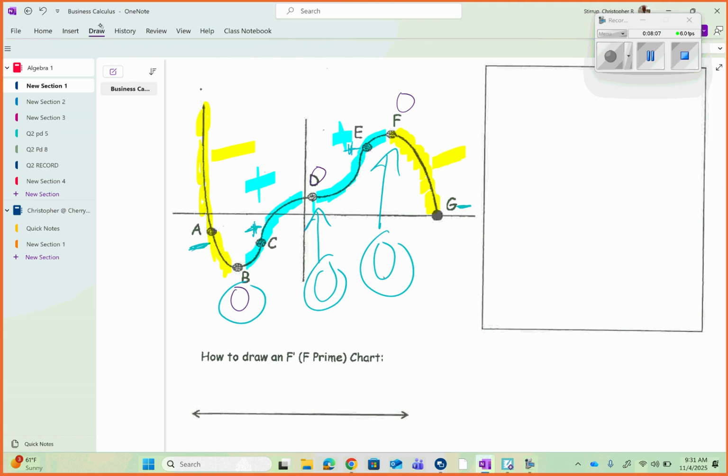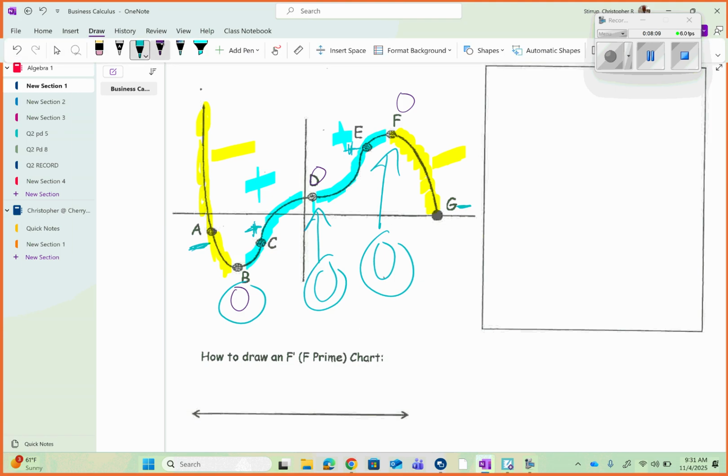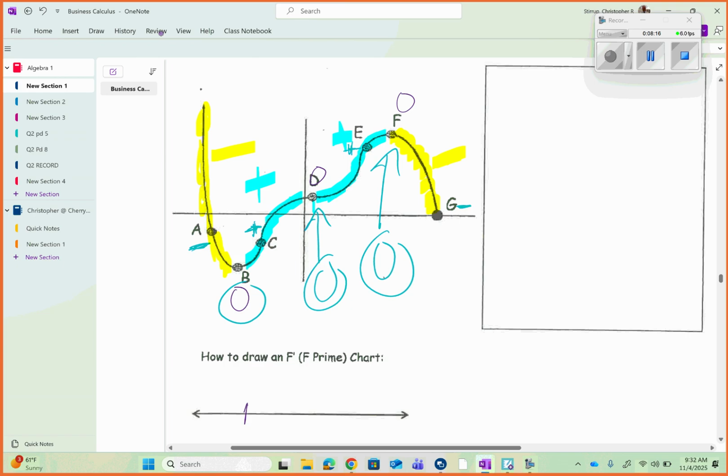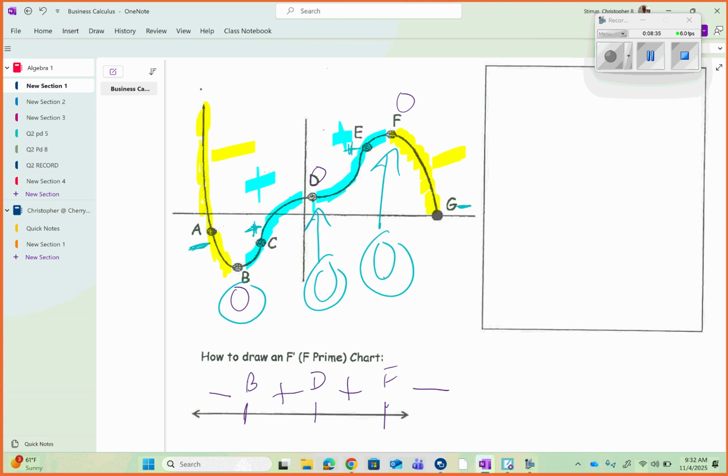And what we're going to do is generate something called the F prime chart. There are values that you want to list, and you're going to say, at point B, at point D, and at point F, those are basically where the slope of my derivative would be equal to 0. And so I would have a negative component here, a positive component here, a positive component here, and a negative component here. So there's something that happens at point D.